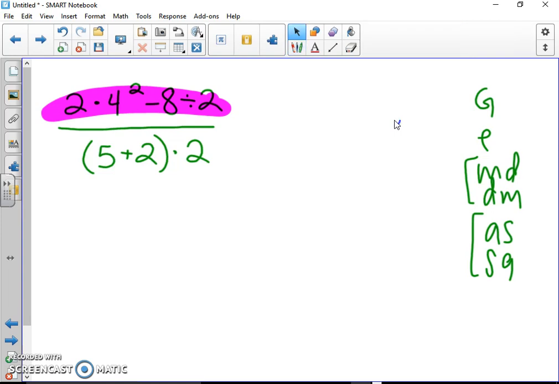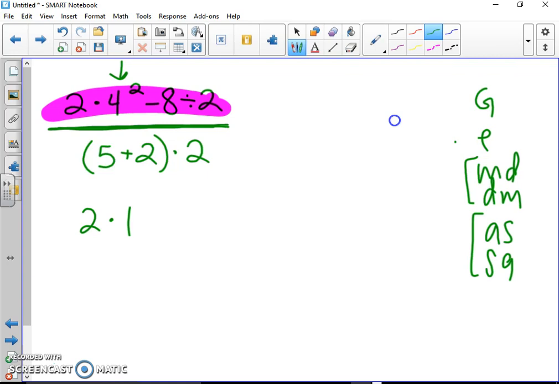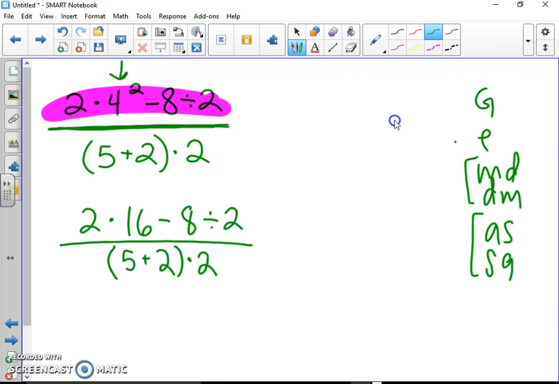All right, so looking up there, are there any grouping symbols? Well, this whole thing is a grouping symbol. So within this, no, there's no grouping symbols. Are there any exponents? Yes, this 4 squared. So that's the first thing I'm going to worry about. So I have 2 times 16 minus 8 divided by 2. And all of that is over 5 plus 2 times 2. Not worried about that yet.